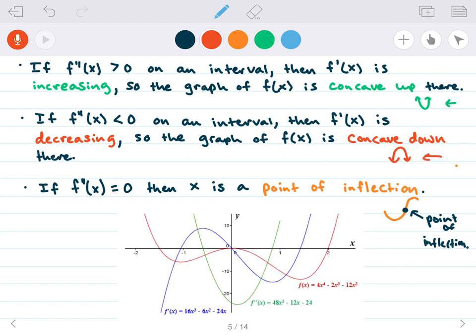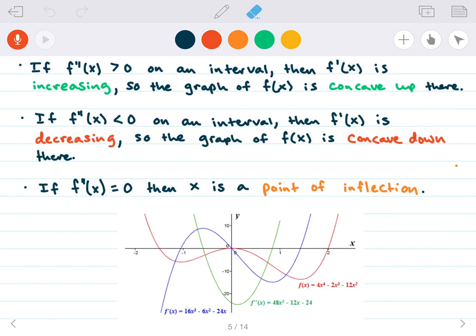Now, if the second derivative is 0 at a certain point, then that's going to be a point of inflection. And what that means is that at that point, we're changing from concave up to concave down or vice versa. So let's take a look at these graphs that we have.